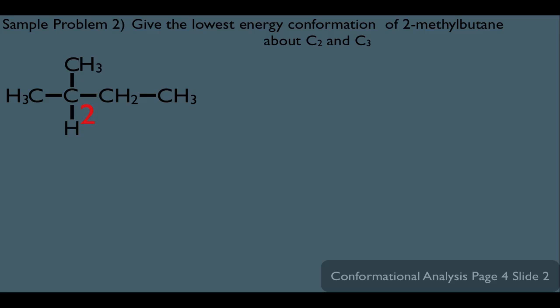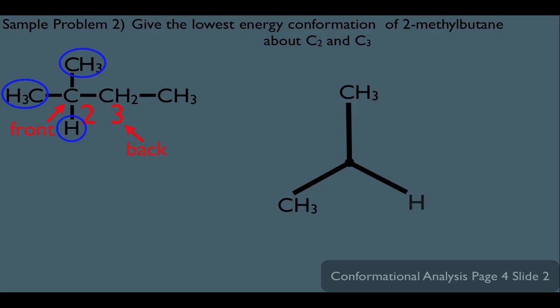So this is our carbon 2, this is our carbon 3, making this carbon in the front of our Newman and this carbon in the back of our Newman. So here we go. Here's our front carbon. Remember, we ask ourselves, what are the 3 things directly connected to that front carbon? We got the 2 methyls and the 1 hydrogen. And again, remember, we place those anywhere we want. Let's put the methyl here, another methyl here, and a hydrogen right here.